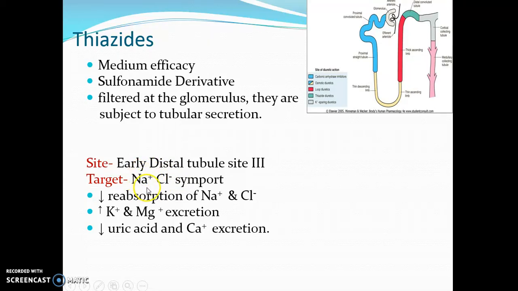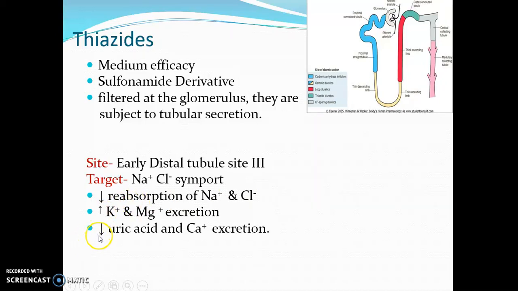Now, with this, we have hypokalemia as an adverse effect. There is more potassium excretion and magnesium excretion, causing hypokalemia and hypomagnesemia. Now the reason for hypokalemia is similar to that of furosemide. Increased sodium load at the distal tubule and collecting duct causes more exchange of sodium with potassium, causing more sodium reabsorption and potassium secretion in the collecting duct, causing the hypokalemia.